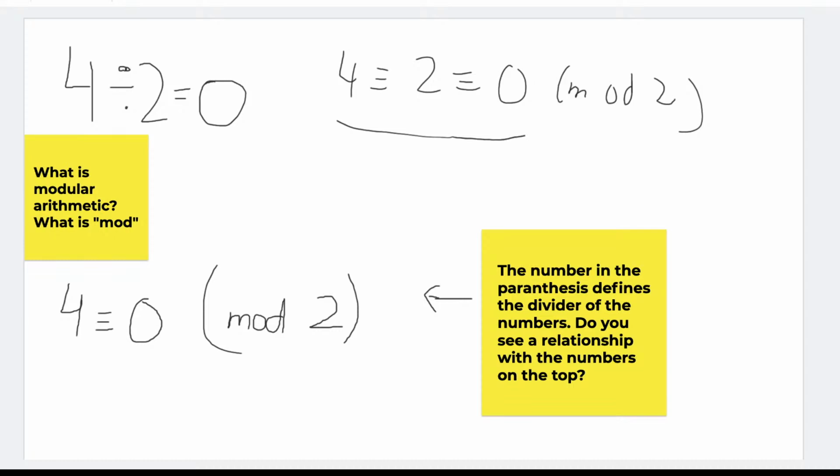And indeed that is true, because 2 times 2 is 4, plus 0. So the remainder is 0. Same for this expression here, it's also 0, and also 0 here. So it works with remainders. Modular arithmetic is mainly about remainders, and you'll see that later on with the examples that we're about to show.